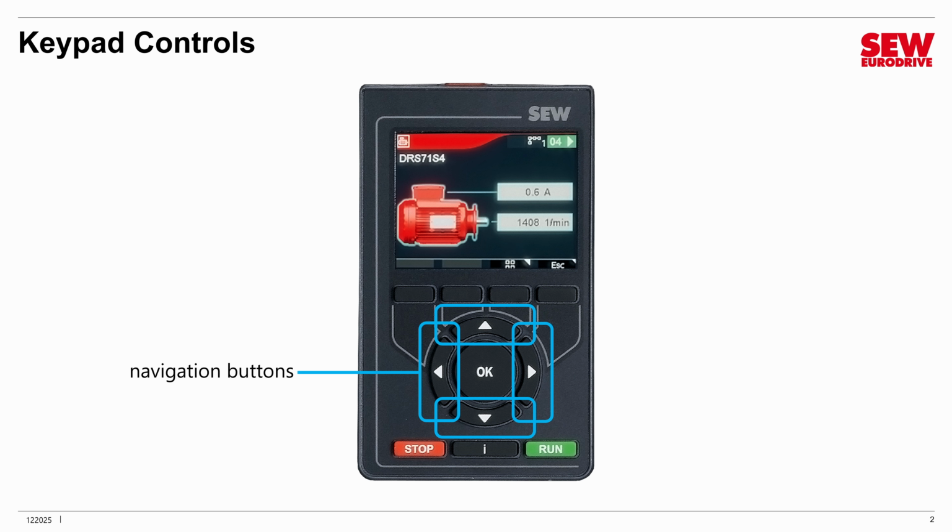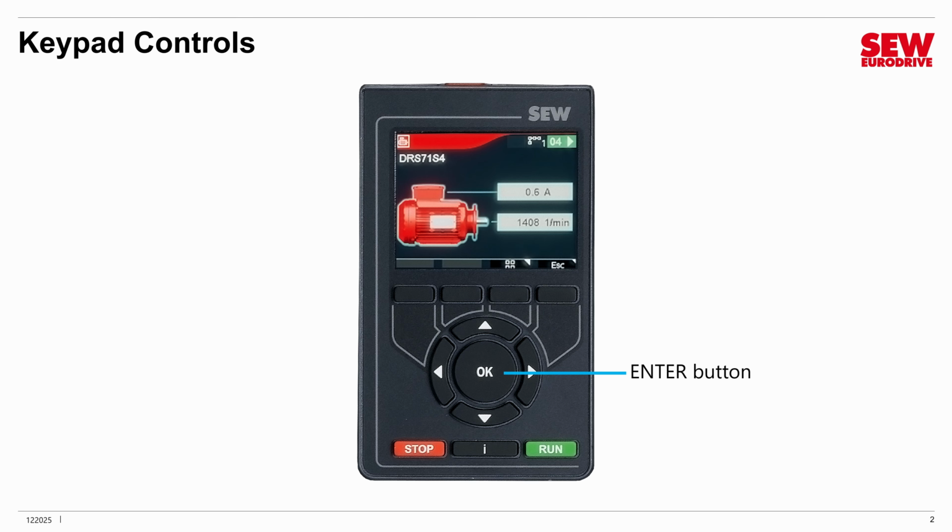Now the navigation pad works exactly as you'd expect it to. You have your four direction arrows, and then you have the OK button that functions kind of like an enter key. The red and green stop and run buttons I think are self-evident. They're used in manual mode for operating the VFD and running the motor. The I button is an info or help button. If you press it on certain screens, you'll get help information.